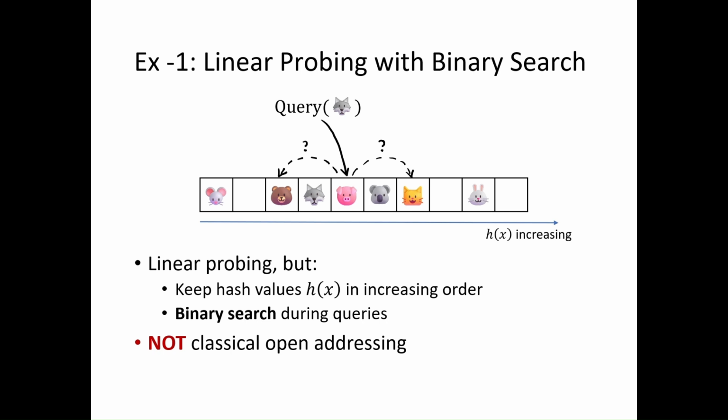However, as we integrate binary search into our query algorithm, this does not belong to classical open addressing anymore. In binary search, we first probe one of the slots and check if the hash value within that slot is too large or too small, and this decides whether we go to the left or go to the right. So there is no prefixed probe sequence in advance, and this does not belong to classical open addressing.